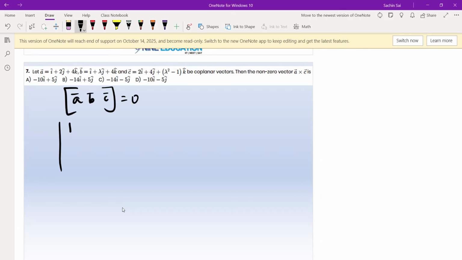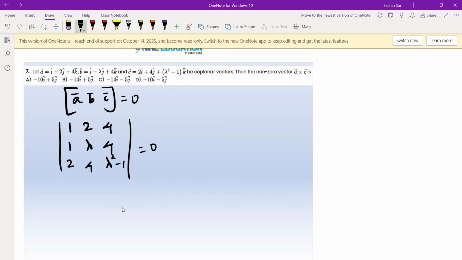So the first row will have 1, 2, 4. The second row will have 1, lambda, 4. The third row will have 2, 4, lambda square minus 1. Equate this to 0, you will get 1 or possibly more values of lambda. You have to pick a suitable value of lambda such that a cross c is non-zero, right? And you might think of why a cross c could be 0, right?